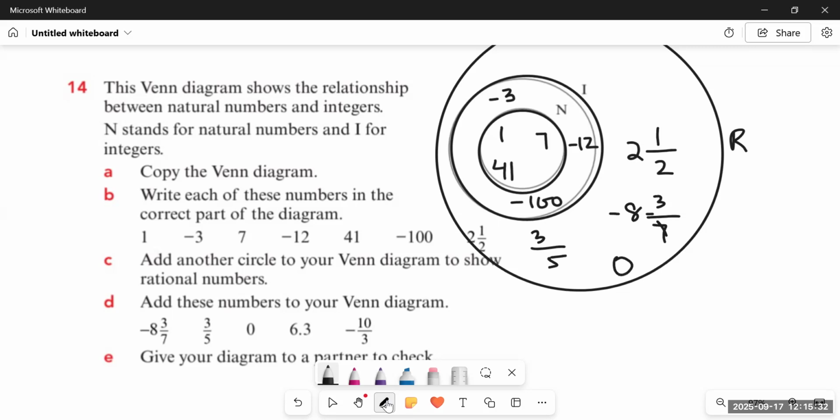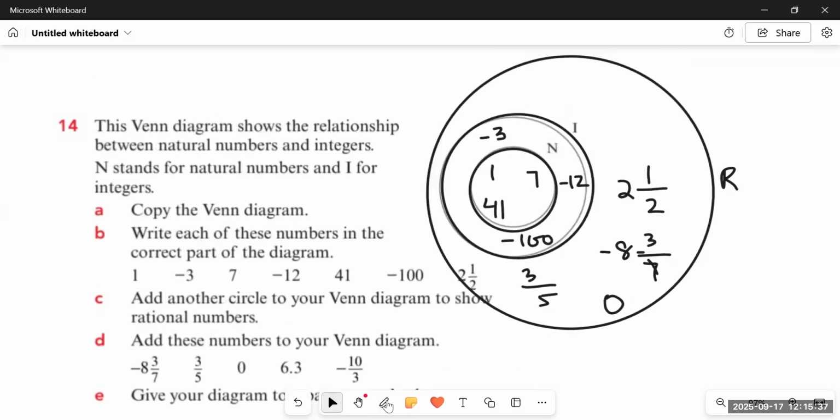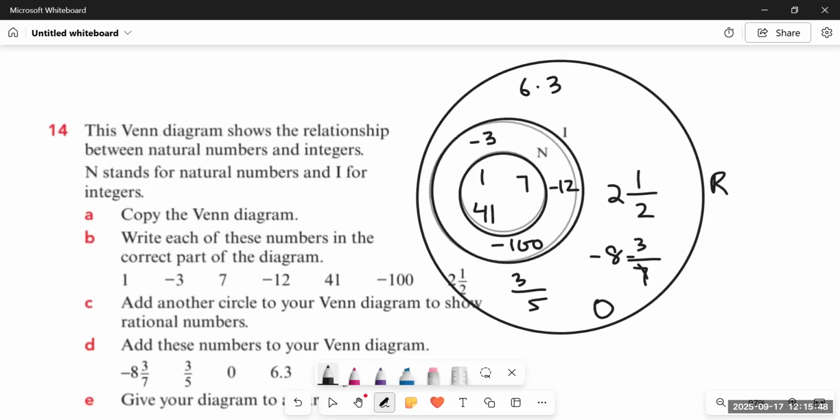And then comes 6.3. It's a terminating decimal, so we will write it over here in the category of rational numbers. It's also rational. And then we have the last number, minus 10 upon 3. When we divide minus 10 by 3, the answer would be minus 3.333333. That is a recurring decimal, but we know that it's a fraction. It's not non-recurring, non-terminating, and hence it would also be categorized under rational numbers. It's not an irrational number, right?